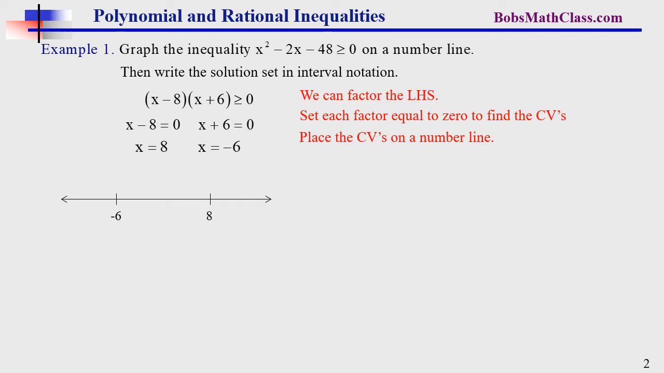Now we're going to pick a test point in each interval. So we want a number that's to the left of negative 6, negative 7, maybe negative 8. It can be any number. And then a number between negative 6 and 8, 0, 1, 2, negative 1, negative 2. And then another number to the right of 8, like 9. I wrote them above, so I'm picking negative 7, 0, and 9. And I put them in circles above the line to just not confuse them with the numbers that are on the number line, the negative 6 and 8.